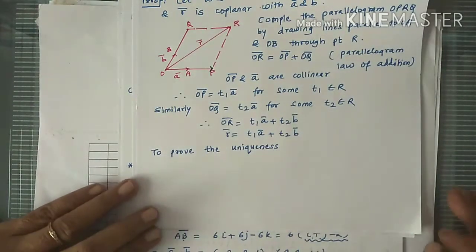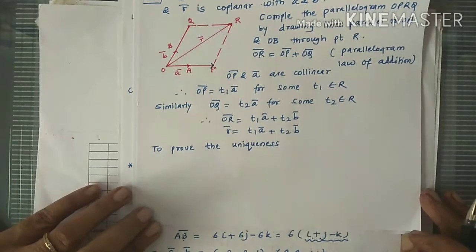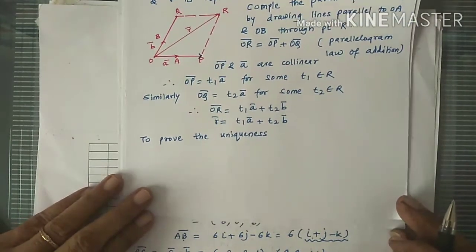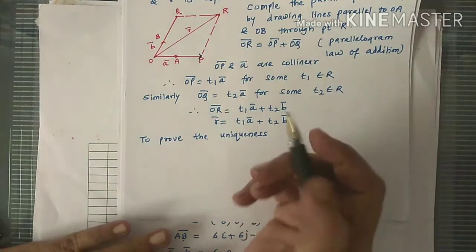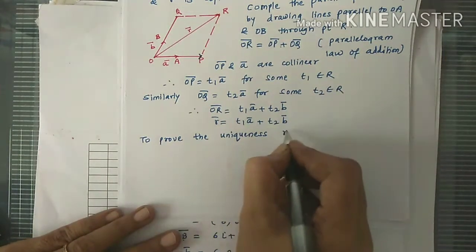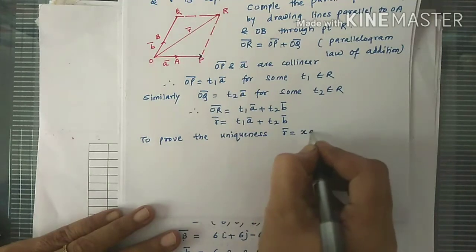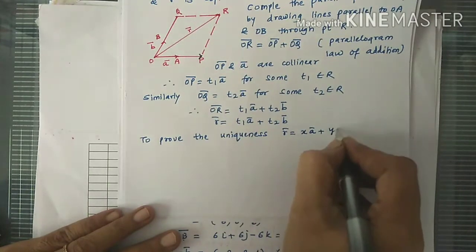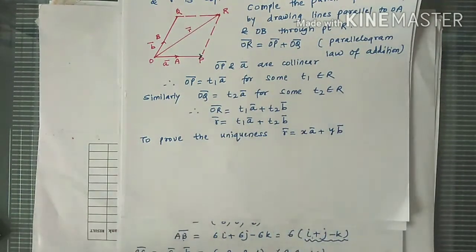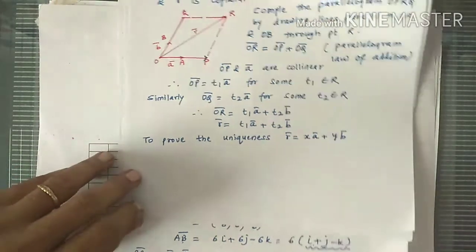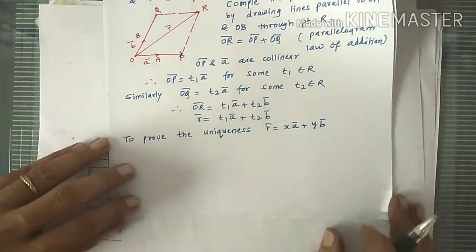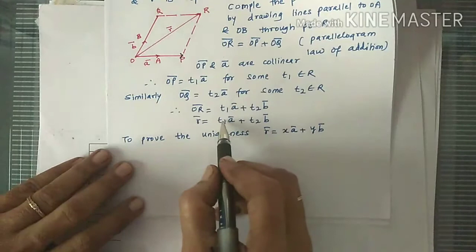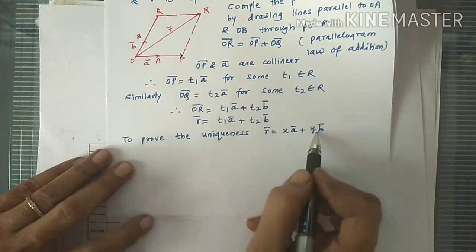That means if we write R bar as, say, 3A bar plus 4B bar, then we cannot write R bar as another values. Okay. So let's take R bar as XA bar plus YB bar. So to prove the uniqueness, I have to prove T1 is equal to X and T2 is equal to Y.